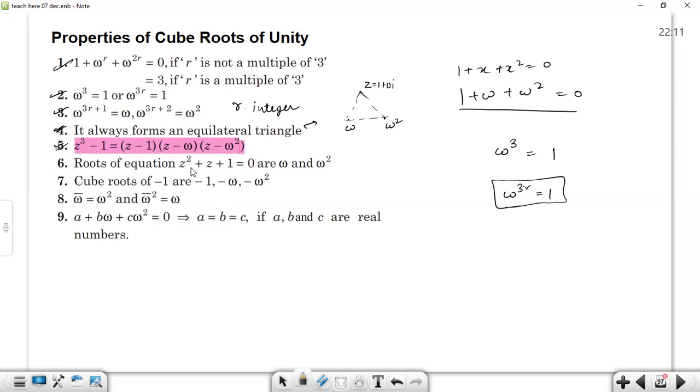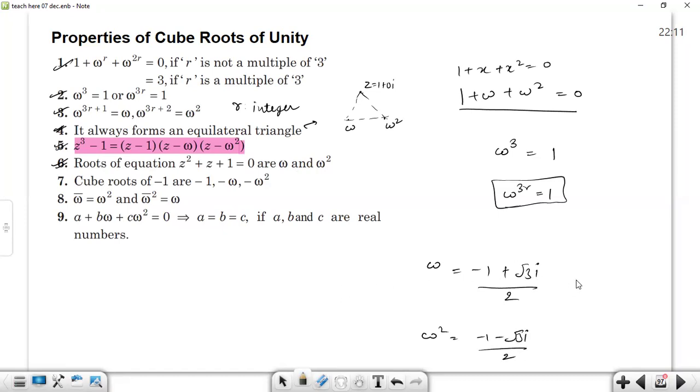Roots of the equation z square plus z plus 1 equals 0 are omega and omega square. We have already discussed that its roots will be omega and omega square, where omega is minus 1 plus root 3 iota divided by 2, and omega square is minus 1 minus root 3 iota divided by 2.